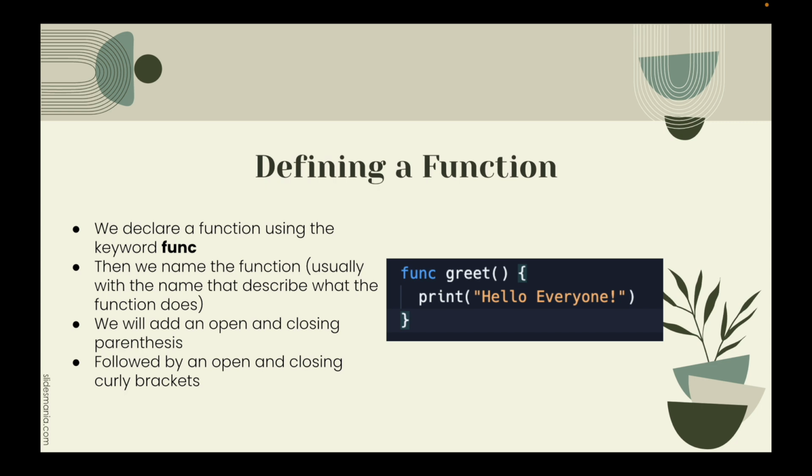So we declare a function using the word func. Then we name the function, usually with a name that describes what the function does, and then we add an open and closing parentheses. And then it is followed by open and closing curly brackets, and in between those curly brackets, we put the lines of code that we want in the function. These open and closing parentheses right after the name of the function are actually used to add parameters later on, and we will learn about that later, but we can first go to Replit to practice.